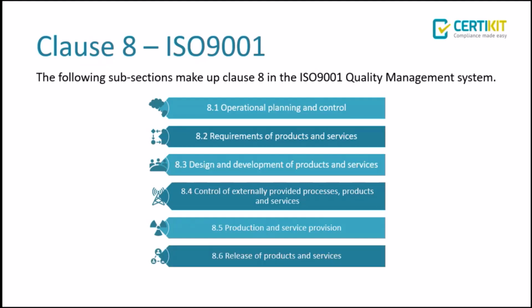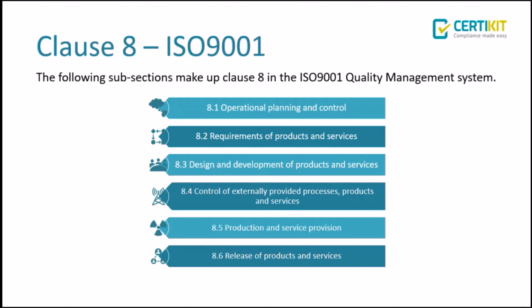8.6 is the release of products and services. Before products and services are delivered to customers, organizations must have a process in place to verify that all requirements have been met. So this is where you get your QC sticker on the bottom of your electronics that you're selling, or on a chair or something. It means it's gone through quality control, and that's what this clause is all about, quality control within 9001. So this would include inspections, tests, approvals to ensure that the final output is of the desired quality.